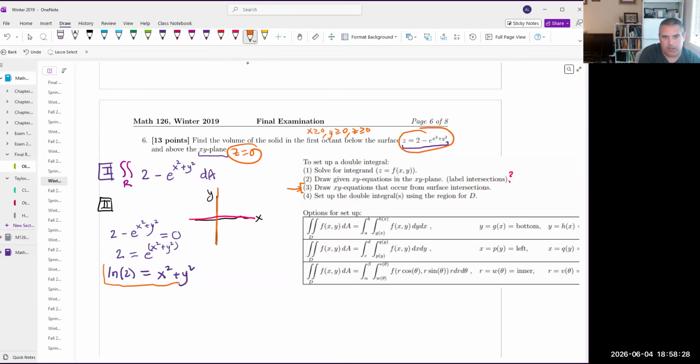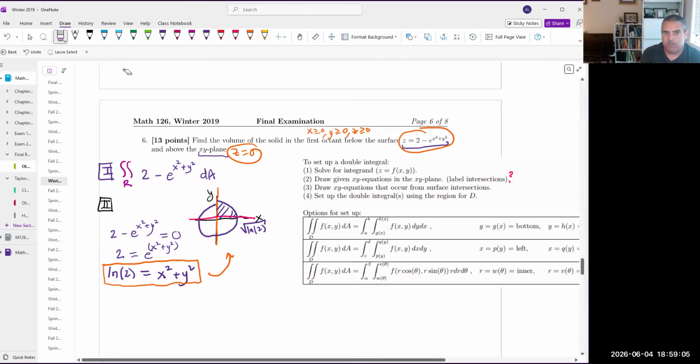If we can look past the fact that there's a log of 2, I know how to graph this. That will be when the intersection happens. That's when this surface hits the ground. What is that? It's a circle. So this thing we're integrating over is a circle, but it's only the first octant, so it's only here. The only thing that's a little weird is the radius is the square root of the log of 2. So as long as we could look past that, this does illustrate the strategy.